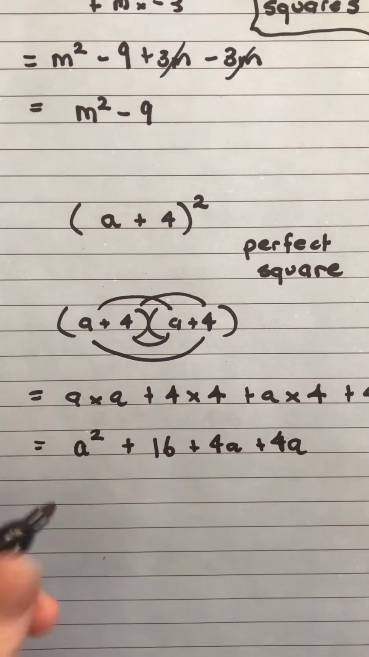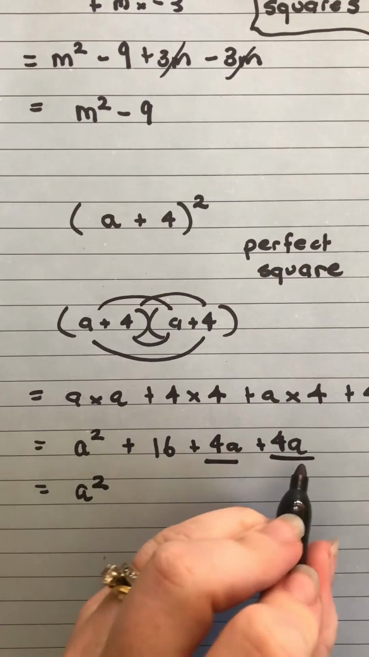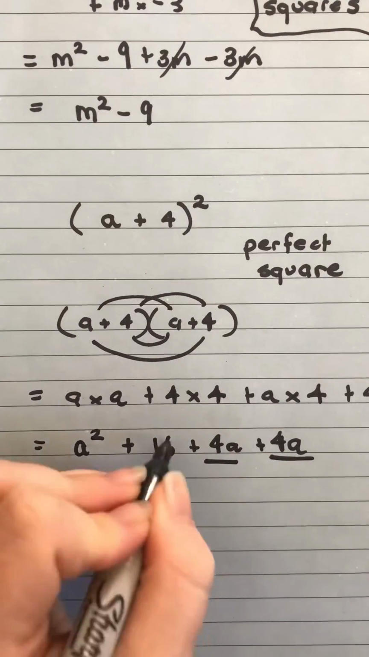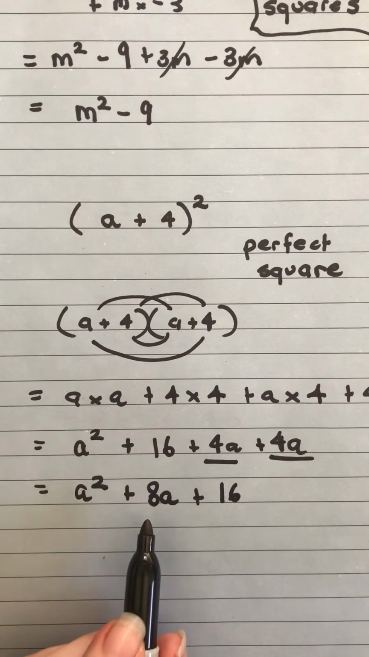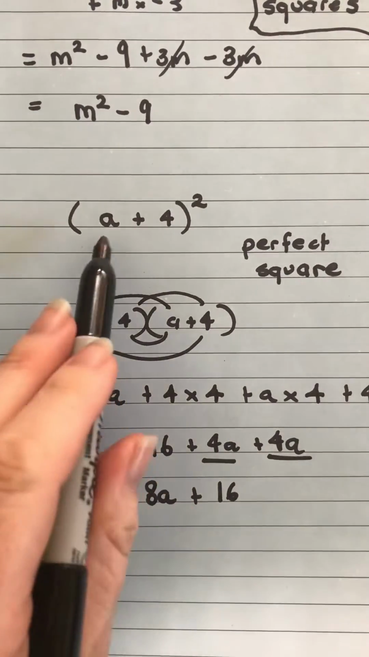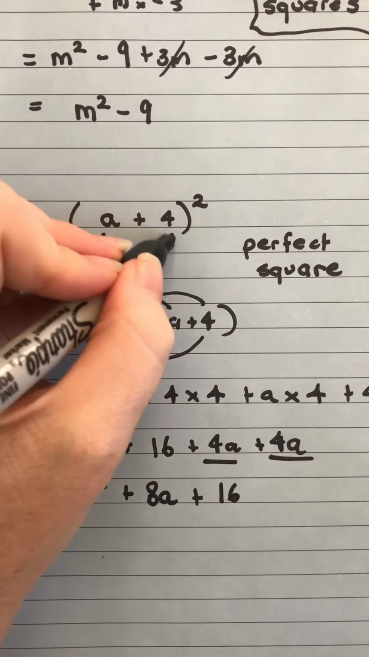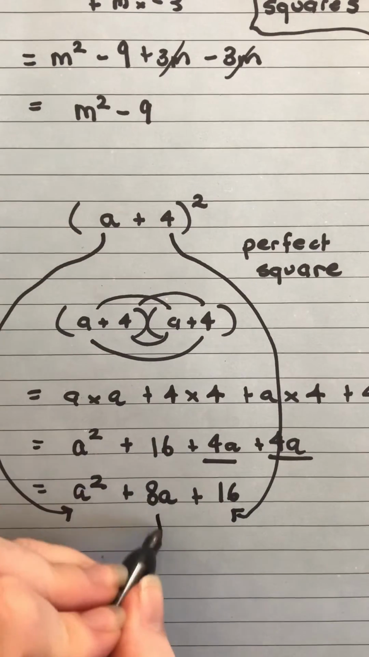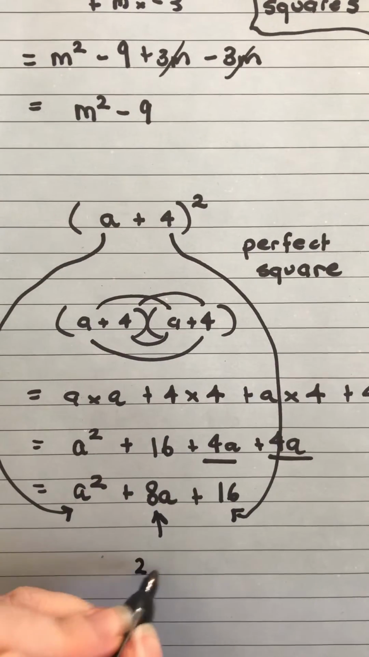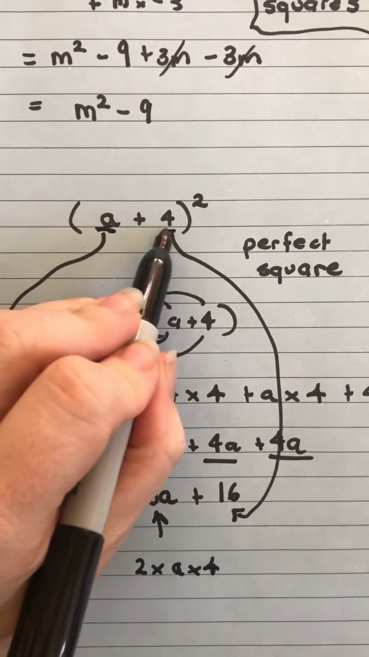So when we simplify, we end up with a squared. We have 4a plus 4a is 8a, and then we have the 16 on the bottom at the end. So when we look at that, our pattern is that our first term is squared, our second term is squared because that's 4 squared is 16, and then this middle bit is 2 times a times 4, so those two bits from our bracket.